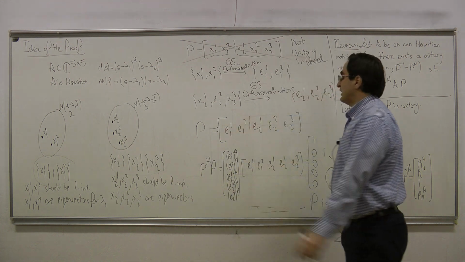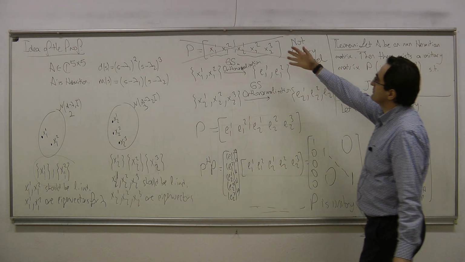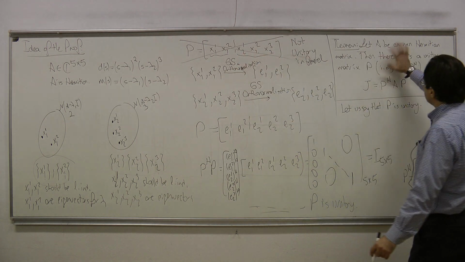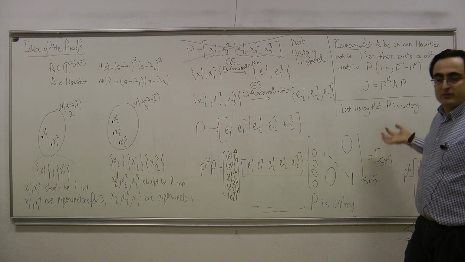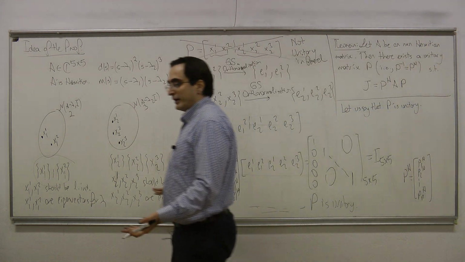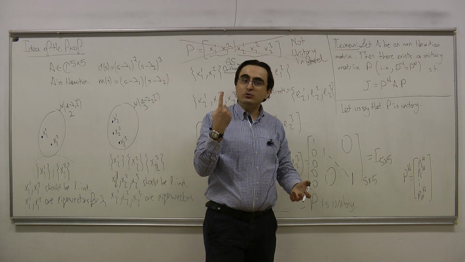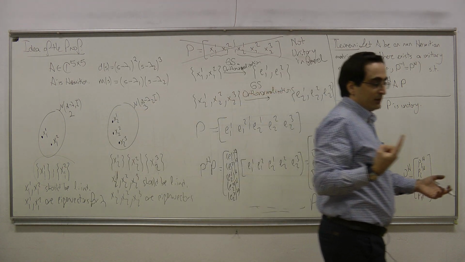So you see that we can find some non-unitary matrices as well. So this theorem doesn't tell us that all P matrices you find will be unitary. It only says that you can find at least one unitary P matrix. Okay?